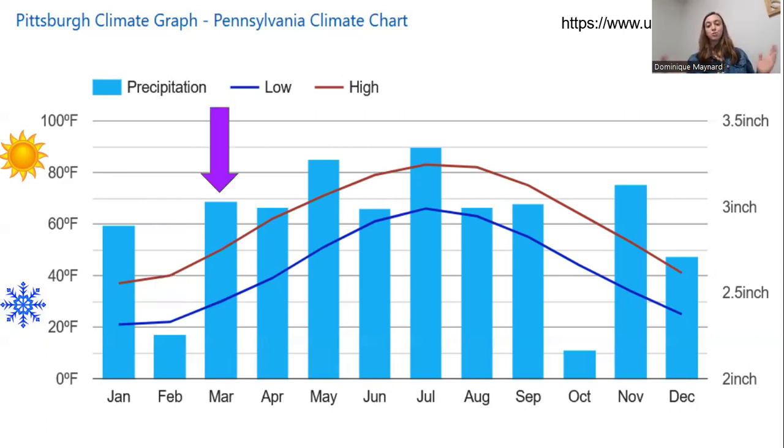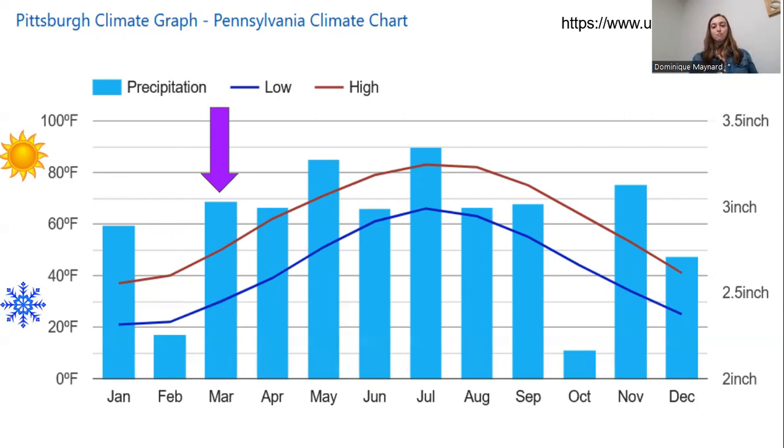Now let's take a look at March. What's different about March? Yes, there's a lot more precipitation in March than in January or February. About how much is there in March? Right, around 3 inches, a little bit more than 3 inches.